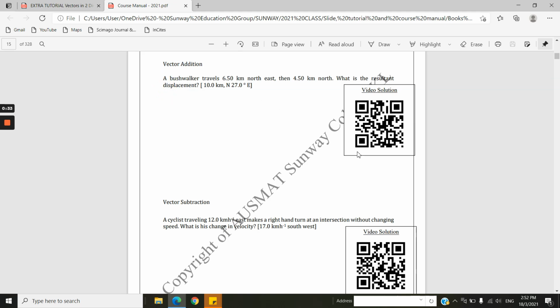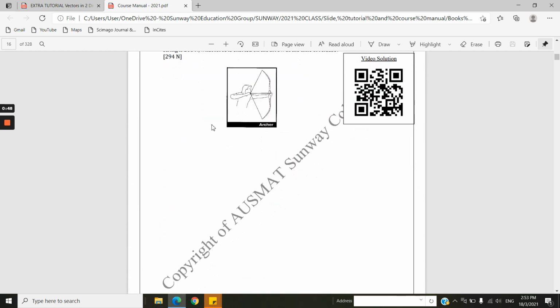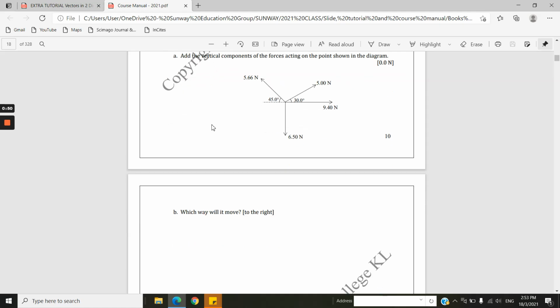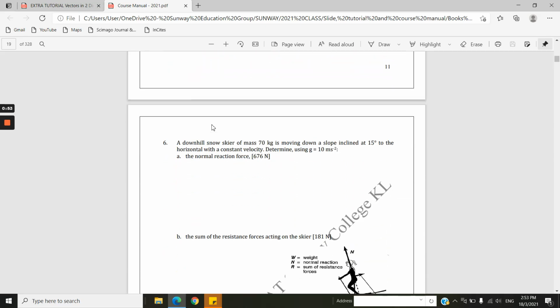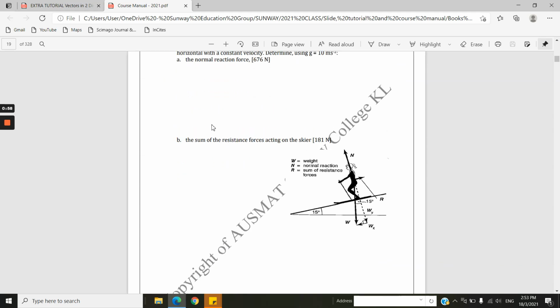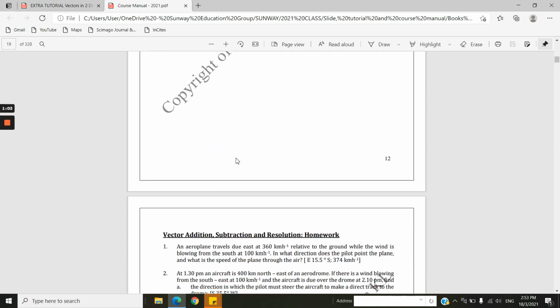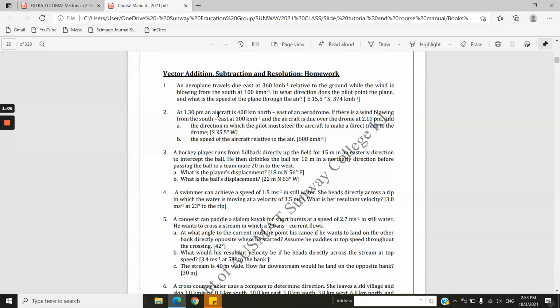This vectors section has the answers here, and the earlier recording video has been done here for the solution. You can watch the solution if you do not know how to do it. What I want you to do are these example questions. I will discuss 1 until number 5, but number 6 I won't discuss because we are going to discuss it in our forces video, our forces topic.